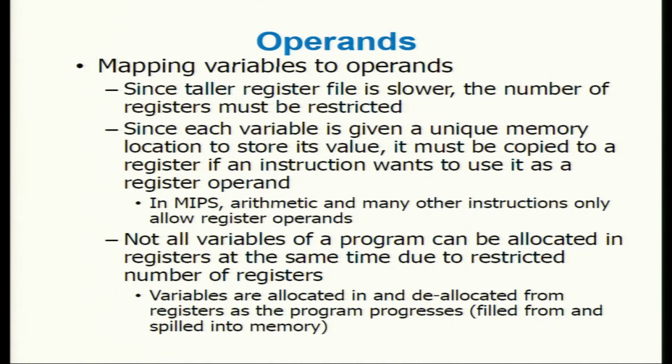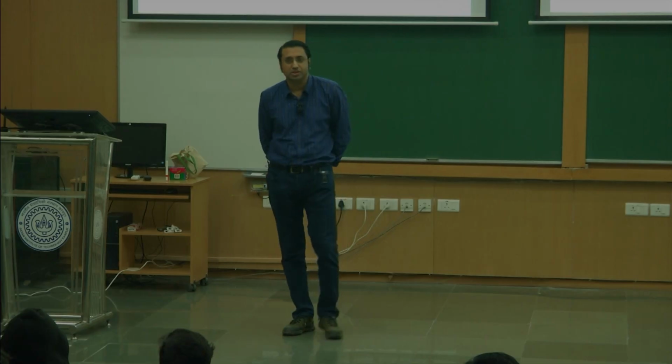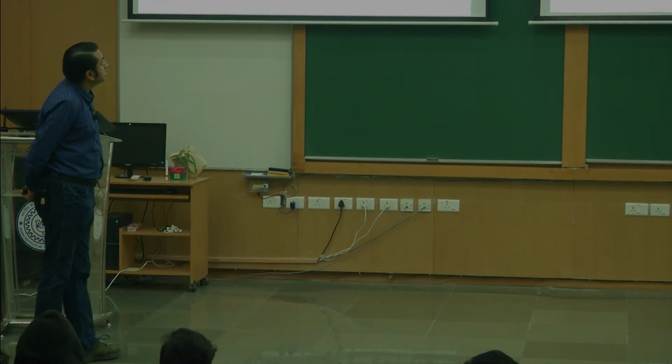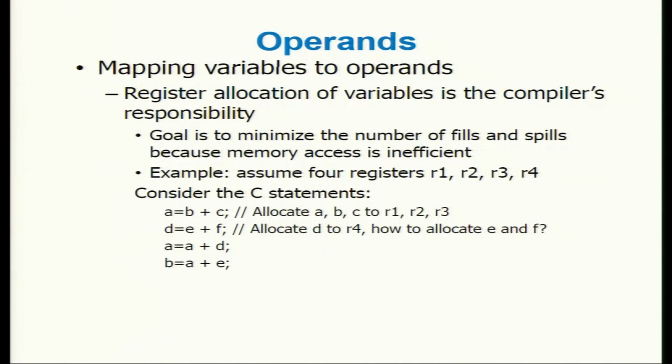Now, not all variables of a program can be allocated in registers at the same time because you have a restricted number of registers. Variables are allocated in and deallocated from registers as the program progresses. That means they are filled from and spilled into memory. And this is a very important step in compiling a program. So register allocation of variables is the compiler's responsibility, and it's a hard problem as it turns out. And the goal is to minimize the number of fills and spills because memory access is inefficient. So you have to allocate registers in a judicious manner. So I'll show you through an example where it gets tricky.